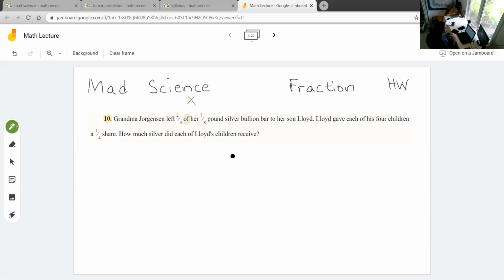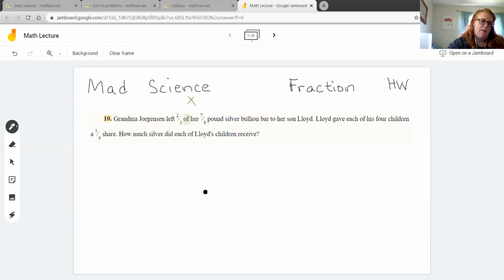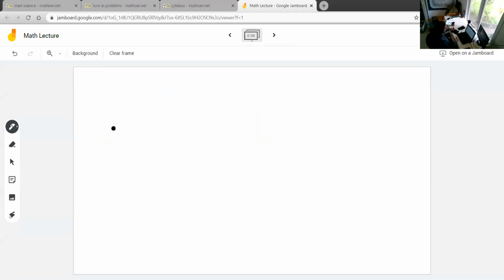But I just want to do a heads up. Of does not always mean multiply. But sometimes it does. Sometimes it does. It often does. In real life, it most often does, but not 100% of the time. So if we want to think about that, let's do that on another slide.